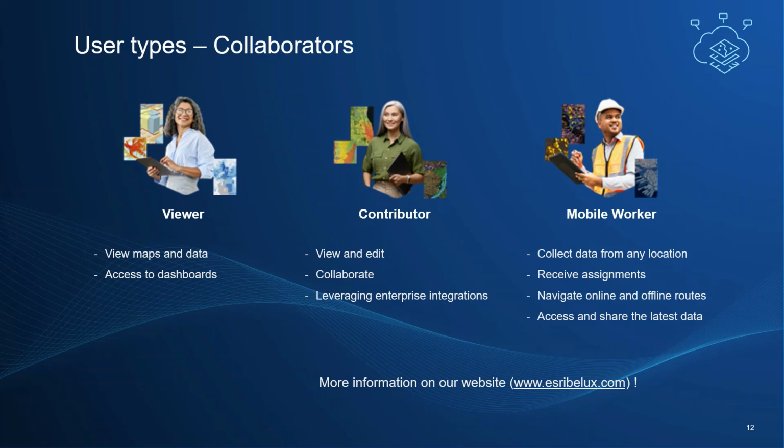And then as a last user type, we have the mobile worker, who can do everything the contributor user type can do, but they can also collect data from any location. They can securely receive work orders. They can navigate online and offline routes, and they are able to work in real time, meaning that they can have constant access to current data and also share current data with others.